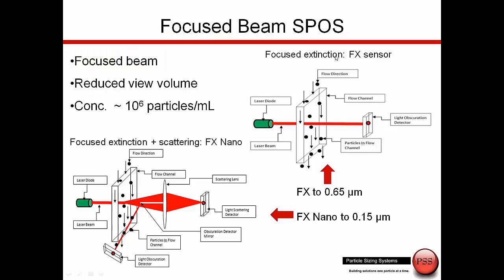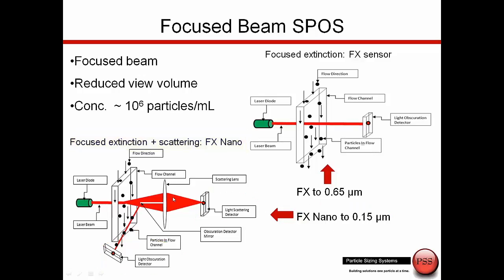In the focused extinction sensor, the FX sensor has a single detector, a focus beam, and that's going to look at the light obscuration and can measure down to 0.65 microns. If we want to measure to smaller size ranges, we now have the FX nanosensor, which can measure down to 150 nanometers or 0.15 microns, where we have 2 detectors again, the light obscuration detector and the light scattering detector.